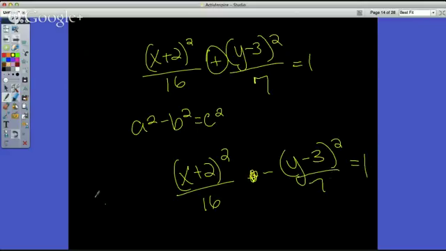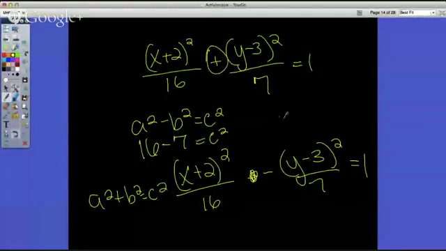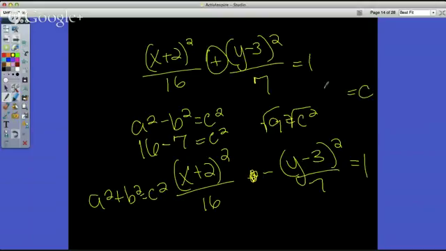Okay. This one is a squared plus b squared equals c squared. So what is a squared here? Remember, a squared is always the larger, right? 16? Yeah, so 16 minus 7 equals c squared, right? 16 minus 7 is 9, right? So 9 equals c squared. If I square rooted, what would c be equal to? Plus or minus 3, exactly. So plus or minus 3 is your c, right?